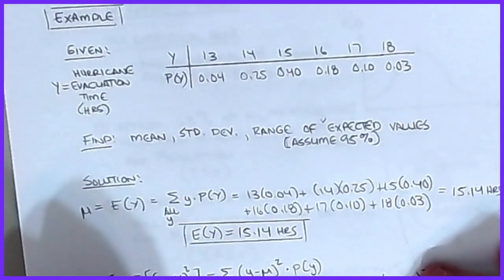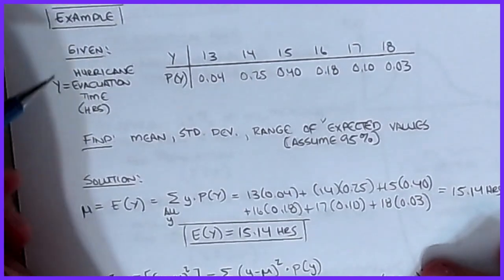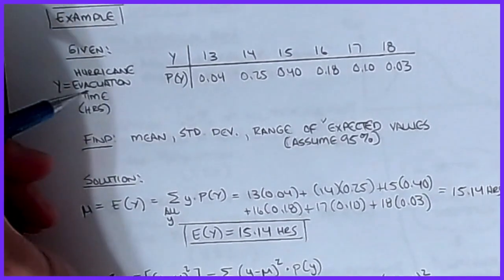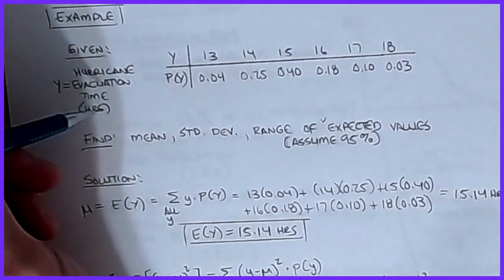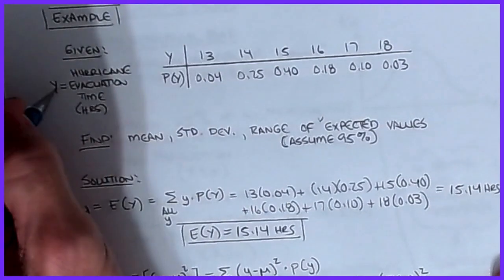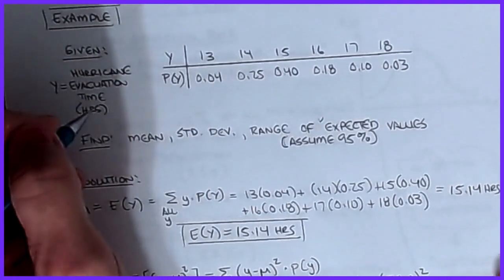So we've got some data, and this came out of an example that was involving hurricane evacuations from a major city area. So maybe this was one of those hurricanes that hit southern Florida, or the one that went through Houston a few years ago. But basically, we're going to define y as the evacuation time measured in hours.